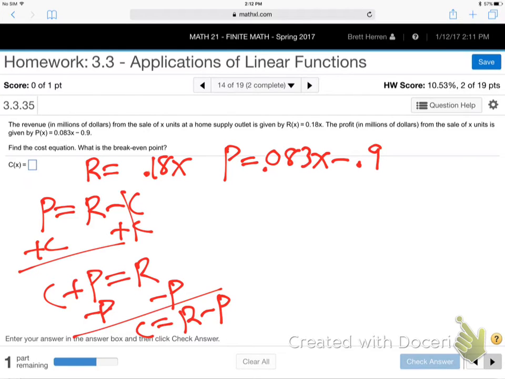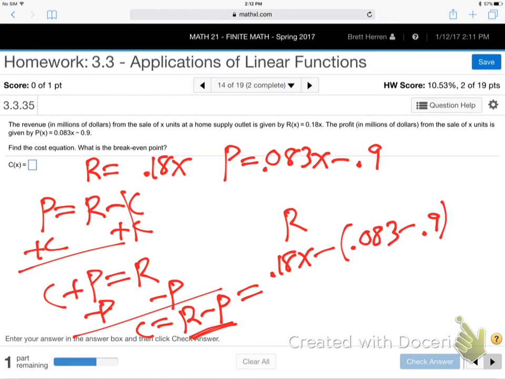Why? Because they're asking me for cost. They're saying, what's cost? What is C of x? So cost is revenue minus profit. Therefore, it's the revenue function minus the profit function, isn't it? Revenue minus profit.